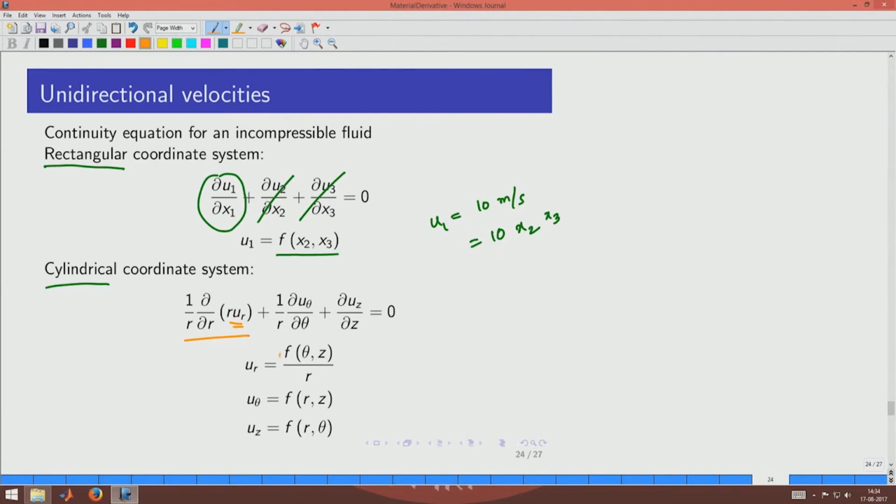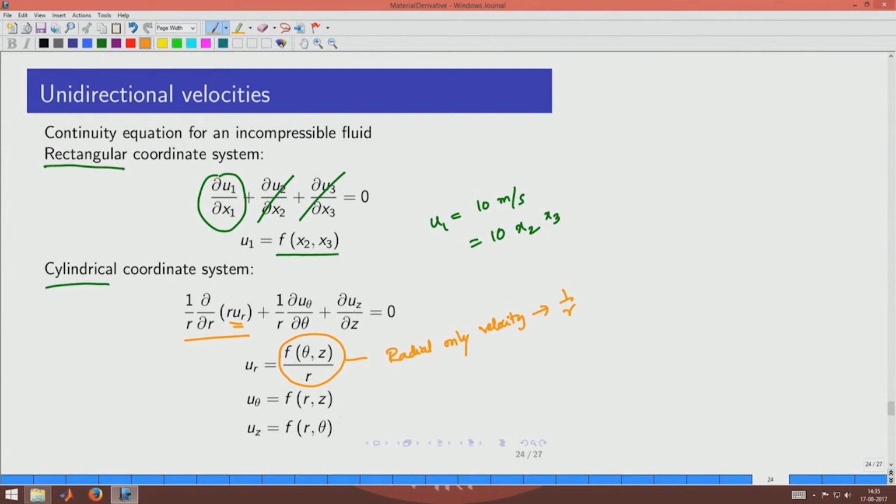So, which means that if you want radial only velocity, then it must be of the form 1 by r. Okay. So, which means that as the r increases, the magnitude of the velocity should decrease. Okay. You cannot have the same magnitude in a radially outward velocity. Okay, that is what the continuity equation is telling us.